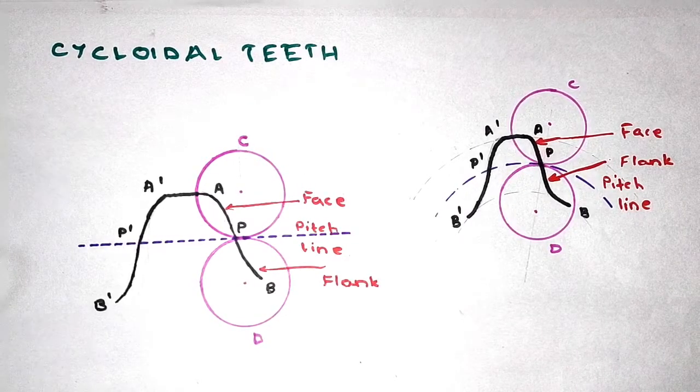So before we see what is a cycloidal teeth, let us see what you mean by a cycloid. A cycloid is a curve traced by a point on the circumference of a circle which rolls without slipping on a fixed straight line. When this rolling is happening outside the fixed circle, we call it an epicycloid. That is, the curve traced by the point on the circumference of the circle will be outside the fixed circle. We call it an epicycloid.